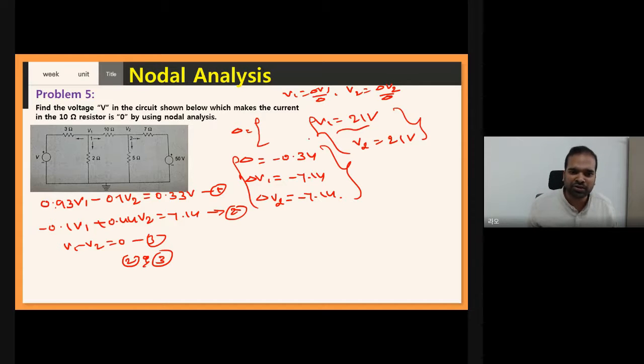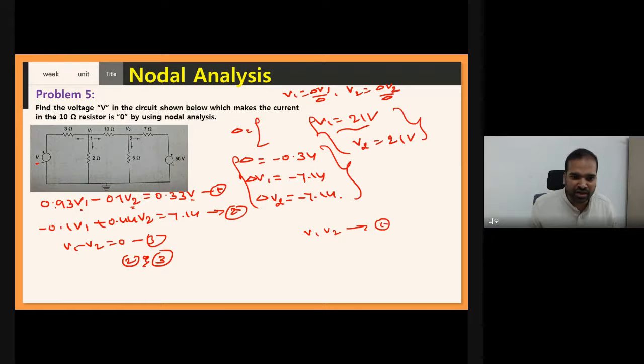Now see what you found here from equation 2 and equation 3, after applying Cramer's rule, you found V1 and V2. Now what do we need to find? We need to find this V, right? Here they didn't give it. How can you find it? See, in equation 1 you have V. If you substitute V1 and V2, you will find V. Now what do you have to do? Substitute V1, V2 in where?